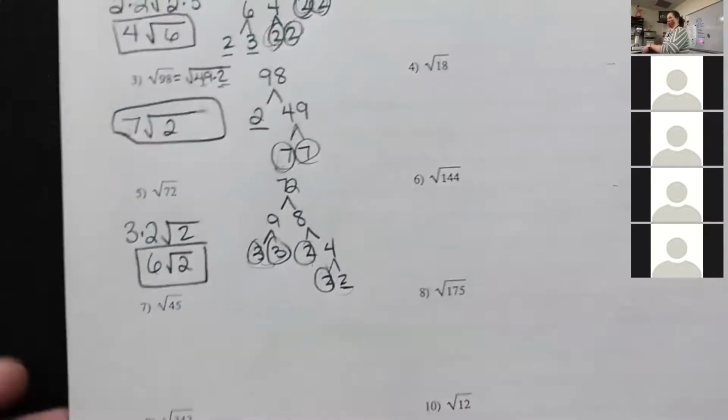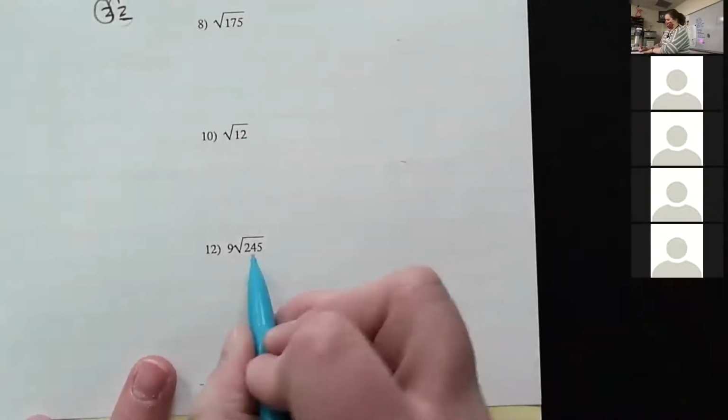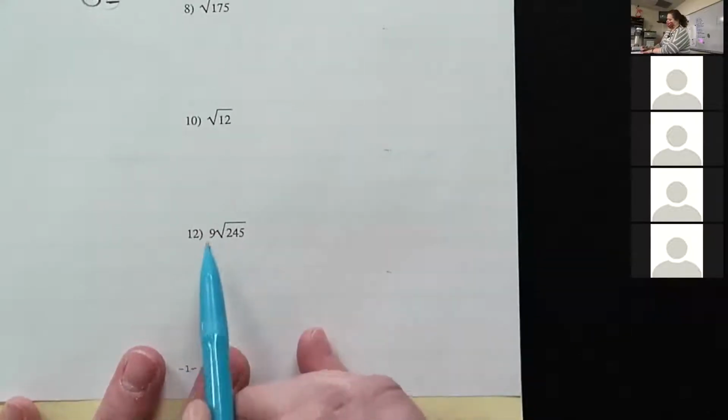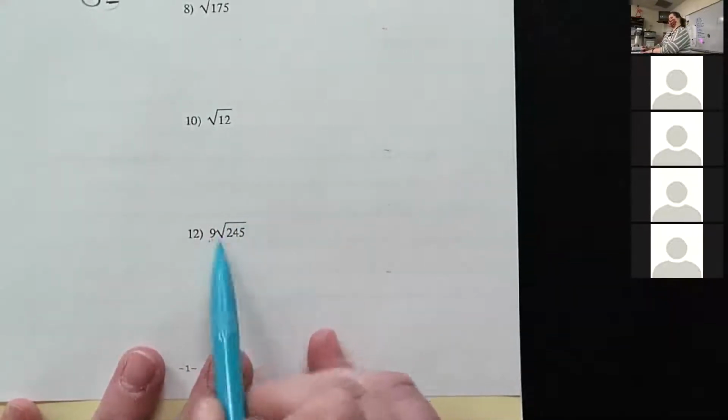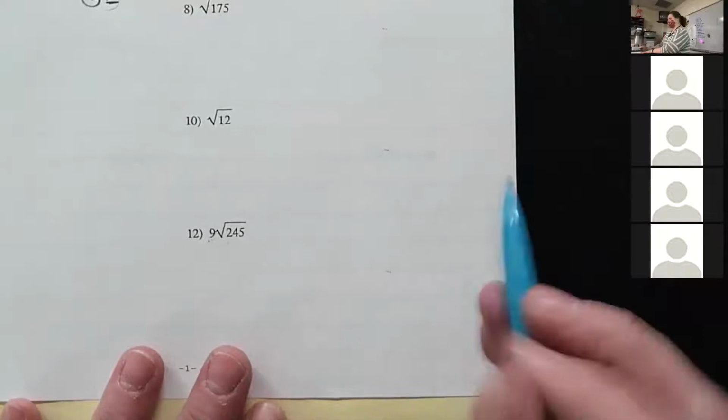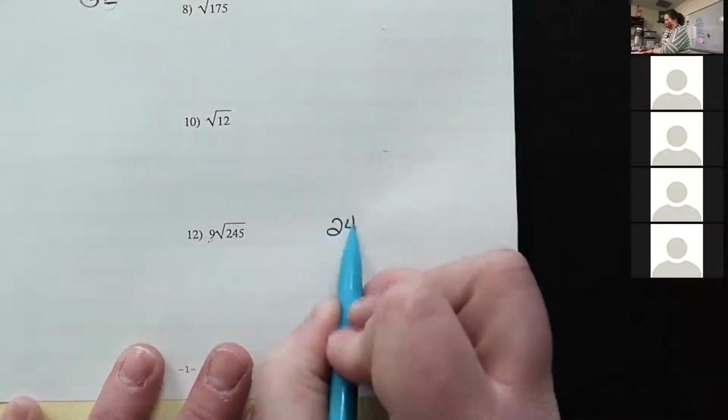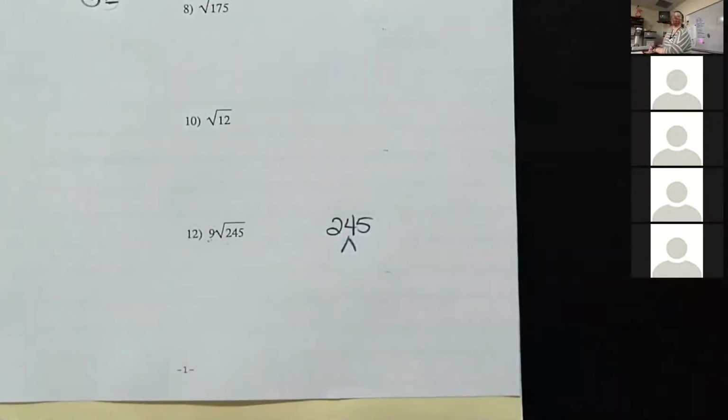Let's try something with a number out in front. So let's try this number 12. Let's not worry about the number out in front. Let's only worry about the root so far. We'll worry about the number at the end. So let's take that 245.